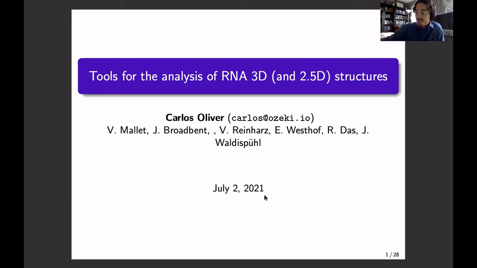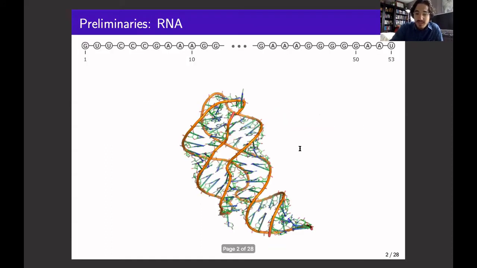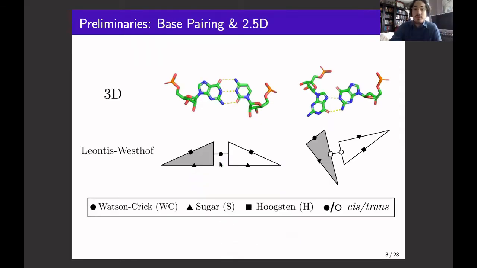And today I have the pleasure of talking about tools for the analysis of RNA 3D and 2.5D structures. So we all know that there's a very strong relationship between nucleotide sequence of an RNA and the 3D structure that it's going to adopt. Obviously, getting information about the 3D structure is very important for understanding its function, especially when it comes to non-coding RNA.